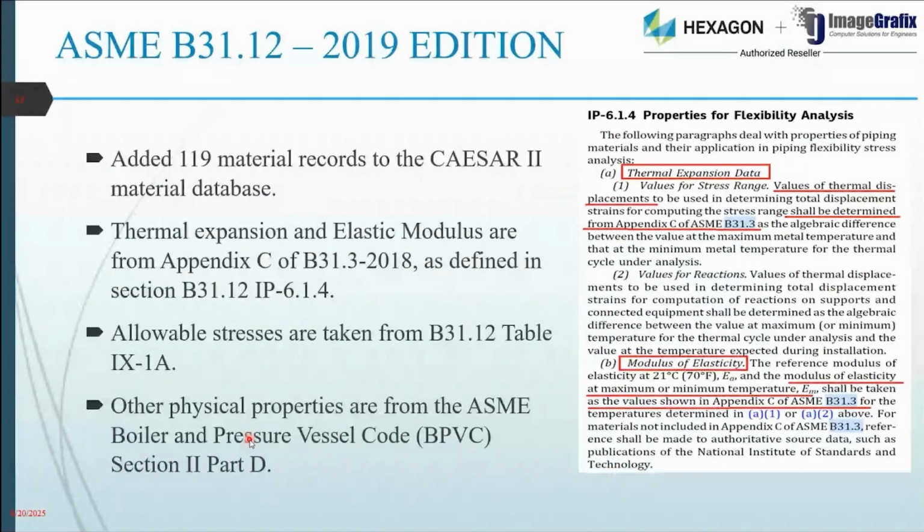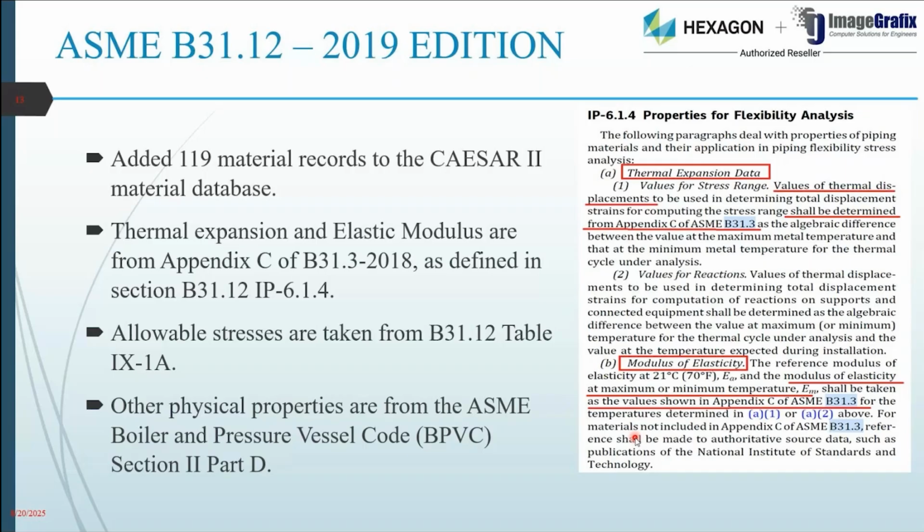So what has to be taken? The thermal expansion coefficient and values of thermal displacement to be used in determining the total displacement shall be determined from Appendix C of ASME B31.3. That's what this code has been referring to. So by default, the thermal expansion and elastic modulus would refer to B31.3 2018.